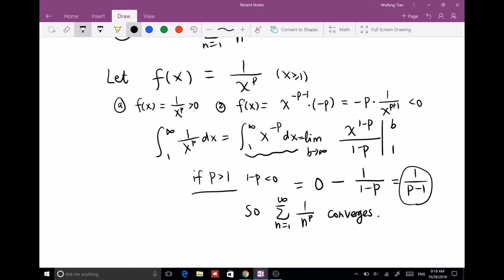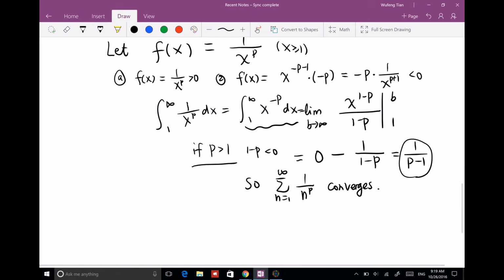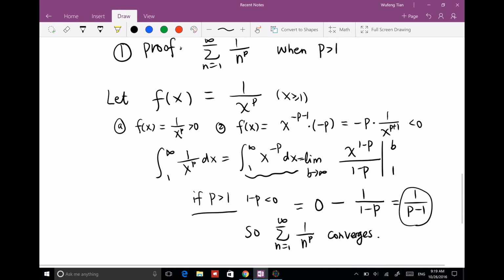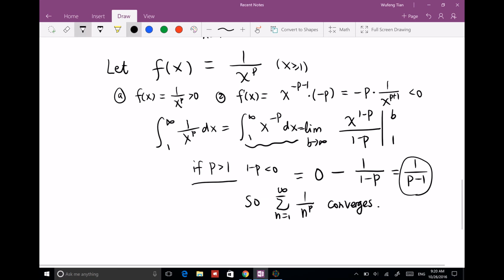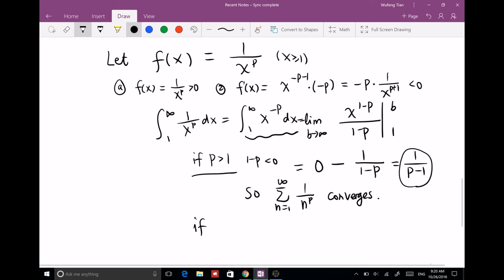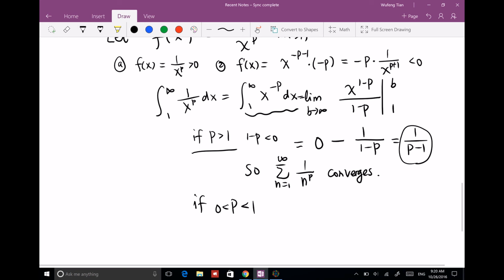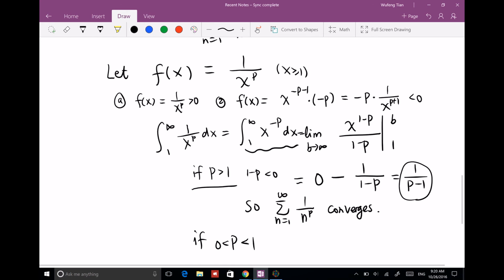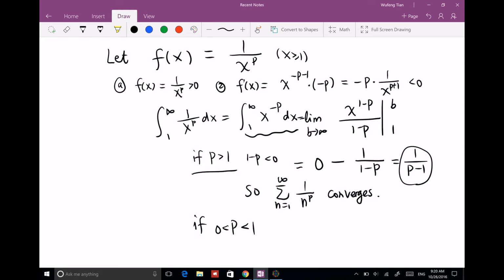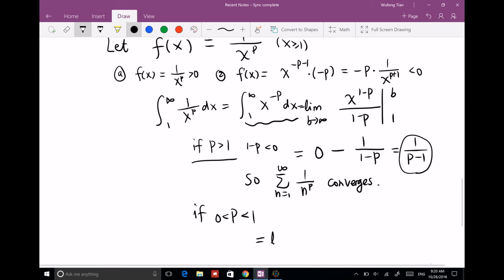Okay, so what if p is less than 1? We don't include equal to 1, we have already done that. We just did equal to 1 for the harmonic series. What if it's less than 1, bigger than 0? Everything will be exactly the same, because it's still x to the p, right? We just look at the last step: the limit as b goes to infinity of x to the power 1 minus p over 1 minus p, from 1 to b.